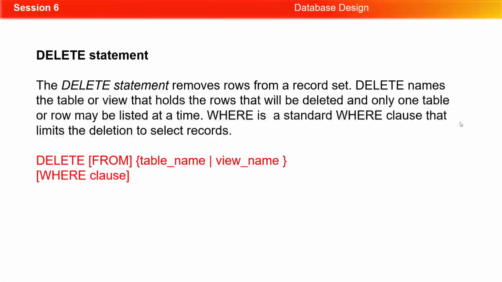The delete statement removes records or rows from a table. Delete names the table or view, and again, a view is like a table, it's a virtual table. But delete names the table or view that holds the rows that will be deleted, and only one table or row may be listed at a time.